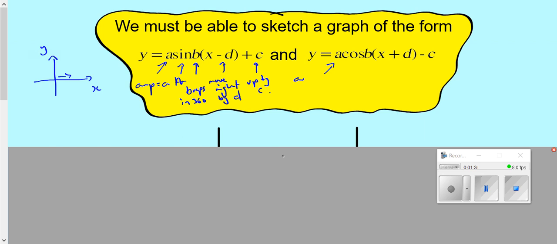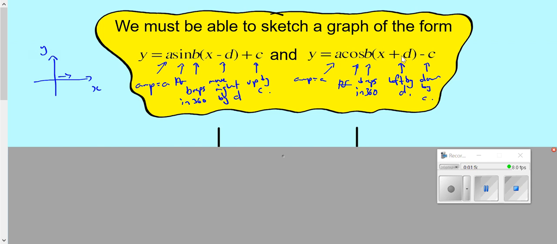So we've got an amplitude of A. We have a cos graph, which looks like that. We have B reps in 360 degrees plus D. So this is going to be a move to the left by D, and this will be moved down by C.